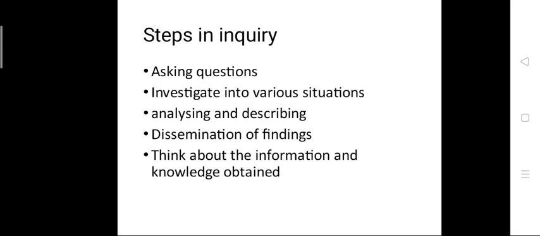So frame that question meaningfully and ask it. What are our questions? What do we actually need? What do we actually inquire or investigate into? And then the second step is the actual investigation, investigating different situations.